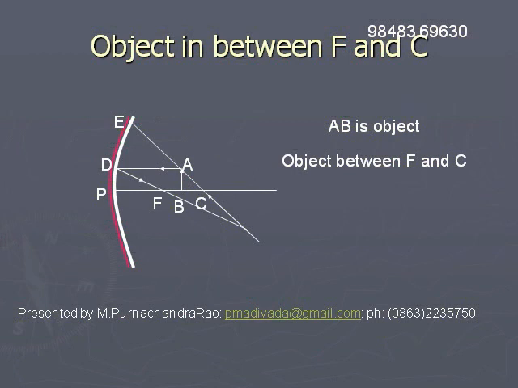This ray incident at E retraces its path. It passes along the same line in the opposite direction. These two reflected rays meet at A prime. So A prime is the image point of the object point A. Similarly, all the image points of the AB will lie on A prime B prime. Hence, A prime B prime becomes the image of AB.